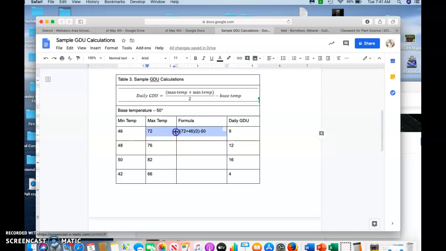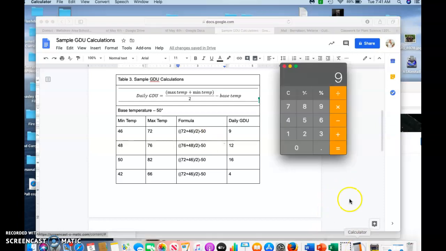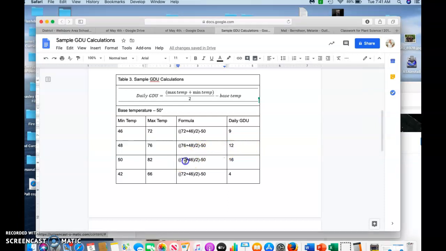And we're going to plug in that formula for the others here, so we have it waiting for us. The next one is 76 plus 48. It was a little warmer that day. Get my calculator up again. 76 plus 48 is 124. Divided by 2 is 62. Minus 50 is 12. We get 12. Got that one correct.